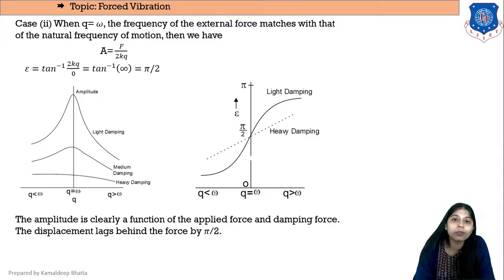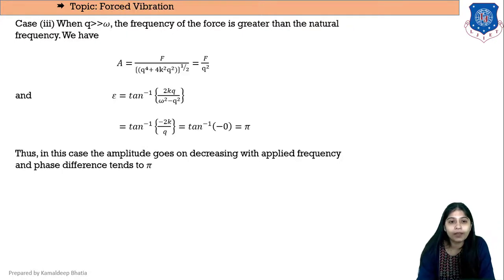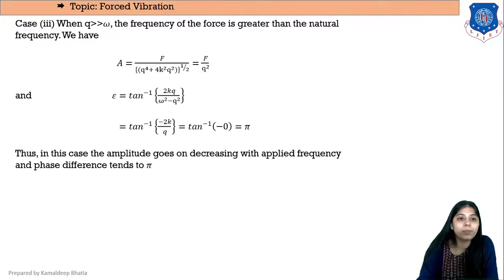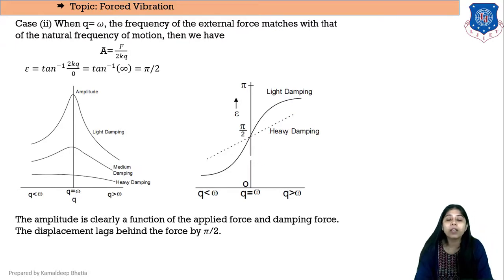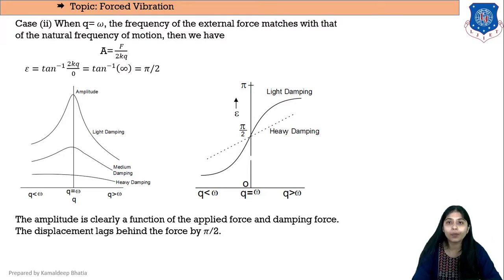Also we know that ε = tan⁻¹[2kq/(ω² - q²)]. So substituting q = ω in the second case, we get ε = tan⁻¹(2kq/0), which gives tan⁻¹ infinity. So we get ε = π/2.